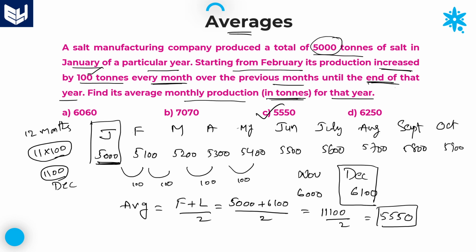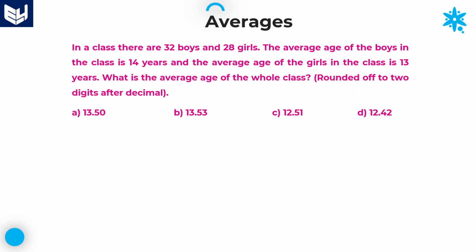And once again I am repeating, don't take all these numbers and the average of all those numbers. That is a time-wasting process. Take the first value and the last value and take the average of those numbers. That will give you the average of the entire year. Is it clear? Option C is the right answer for this question, 5550. Let's move on to the next question.